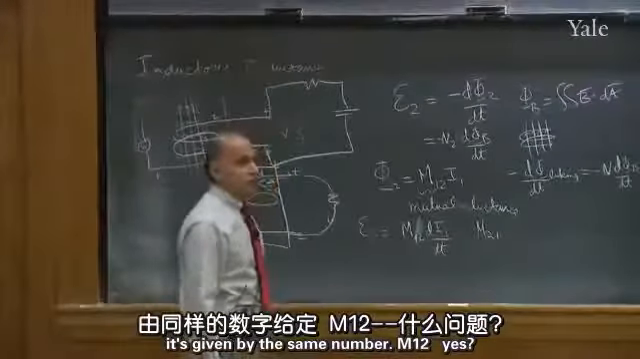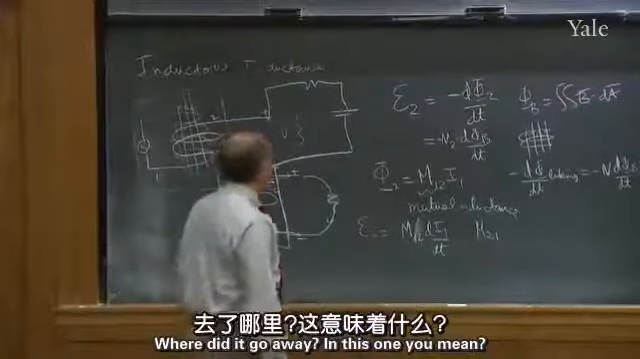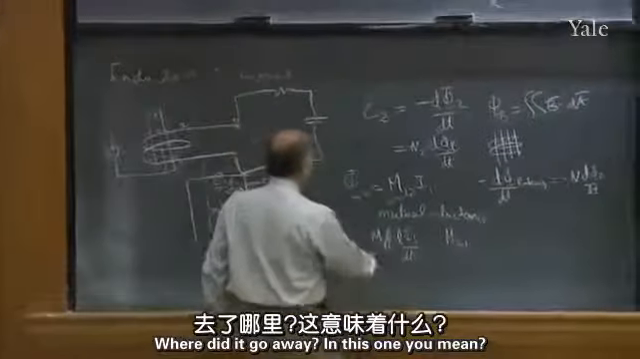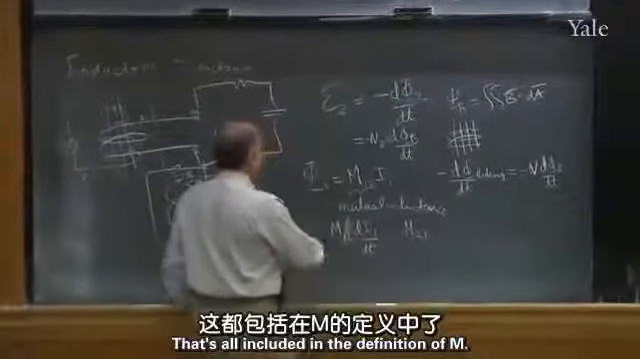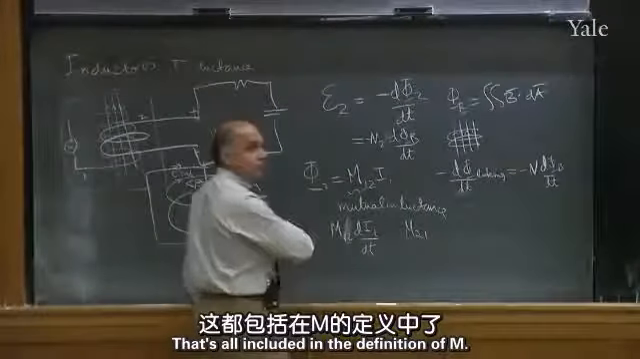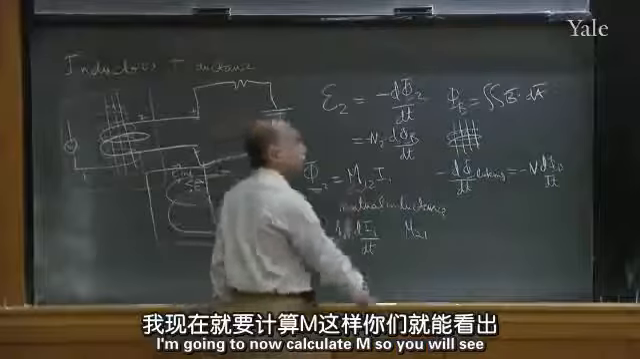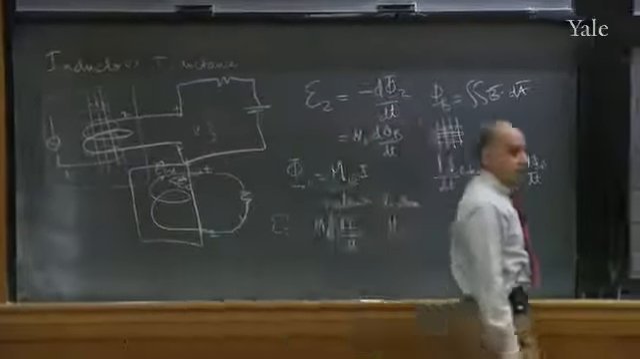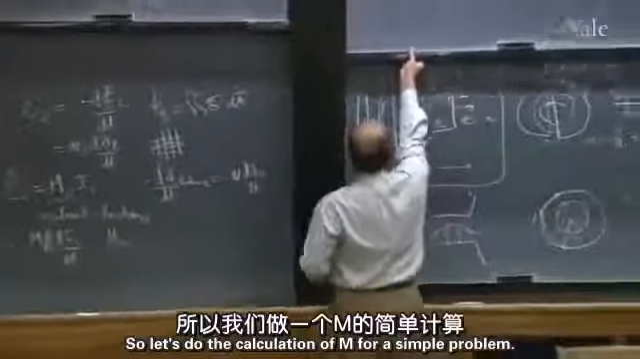M12 equal, yes? How did the number of turns go away? Where did it go away? In this one, you mean? Yeah. That's all included in the definition of M. I'm going to now calculate M, so you will see the number of turns coming in. So let's do the calculation of M for a simple problem.